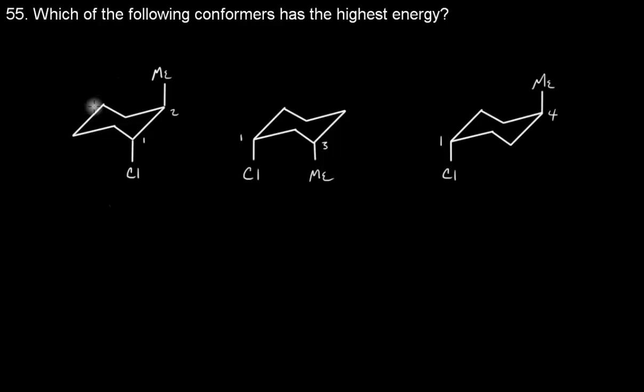Okay, so question 55. Which of the following conformers has the highest energy? So there's a little bit of setup that we have to do for this problem. The first of which is we need to figure out axial, equatorial, and relative up or down.